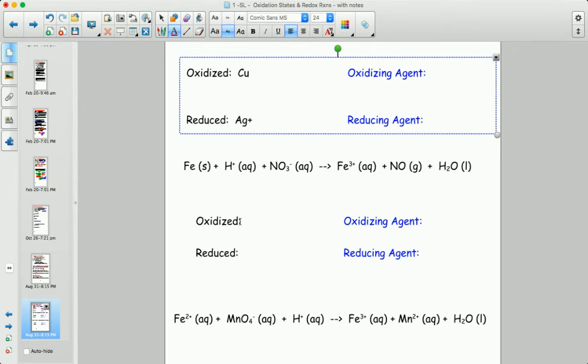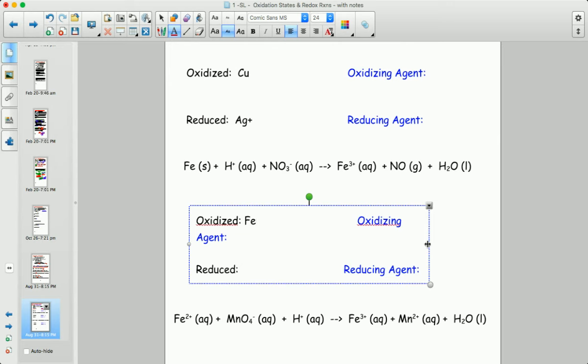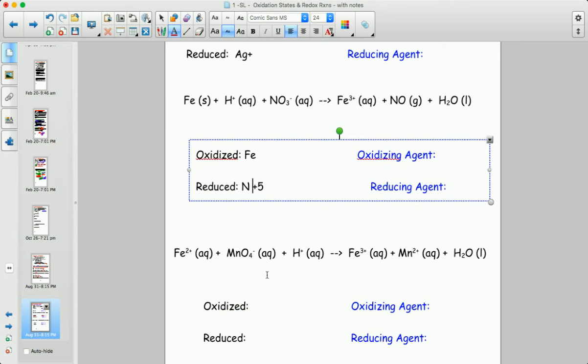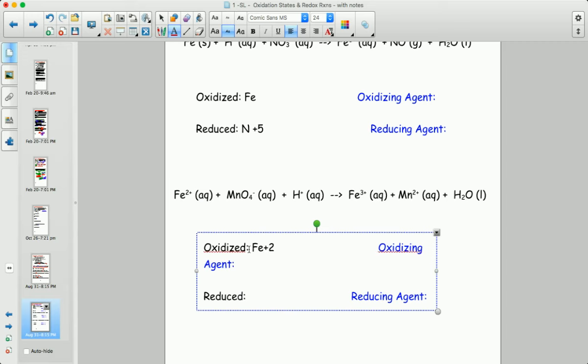We could do similar things for these other ones. We talked about how iron was the thing that got oxidized because its oxidation state increased. It lost electrons. And here it was N plus 5, I'll just write it like that for the time being. That got reduced down to N plus 2. And in this one, we had the iron plus 2 getting oxidized. And here we had the Mn plus 7 getting reduced.